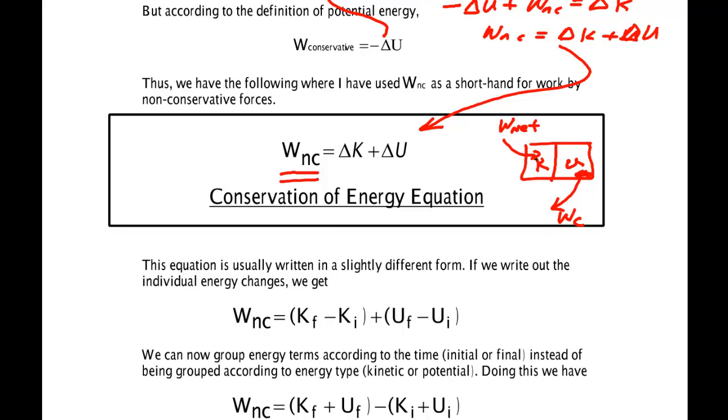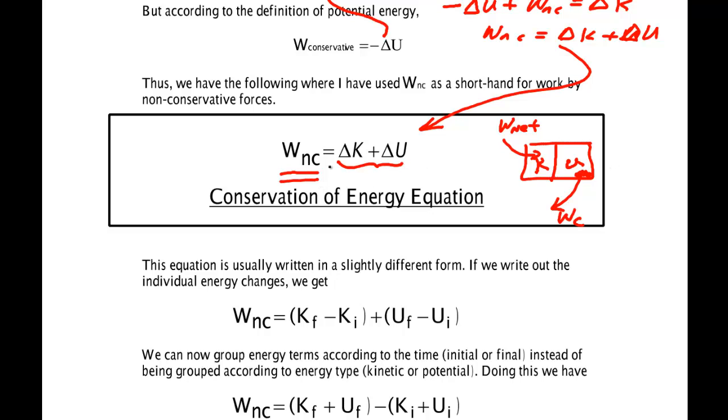If you add this, here's the work coming out to this, and there can also be work being done by non-conservative forces. The non-conservative forces are whatever's left after you take this from that. And what does it do? It changes the total amount of money in the bank account.